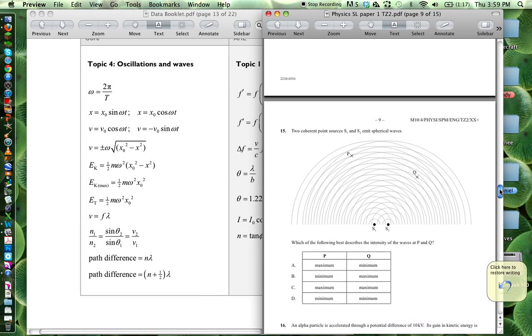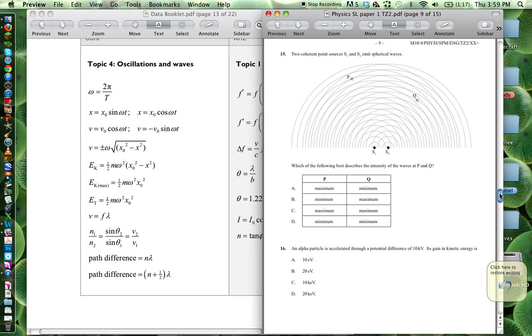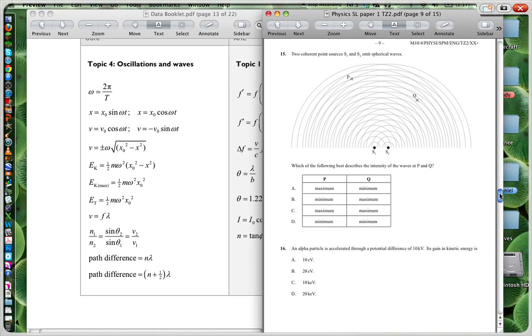Fine, going down to this one over here. Two coherent point sources. This idea of coherent means that they're at the same frequency. Sources S1 and S2 emit spherical waves. So these lines over here are your wavefronts, and they correspond to your crests. In between them you've got your trough. So from crest to crest, and then you've got your trough in between.